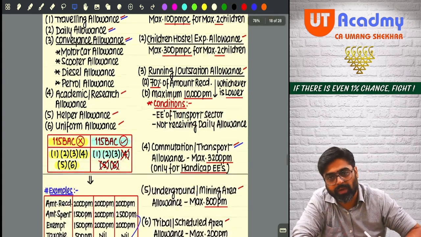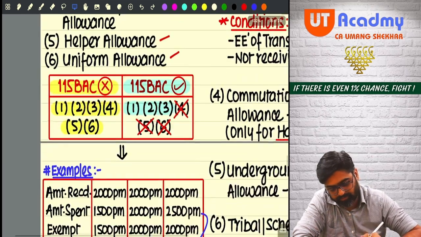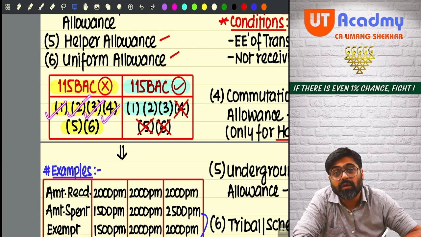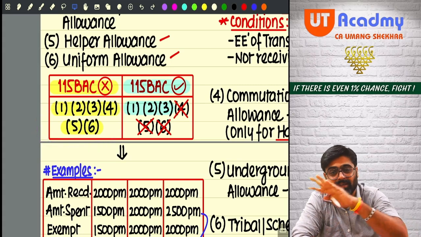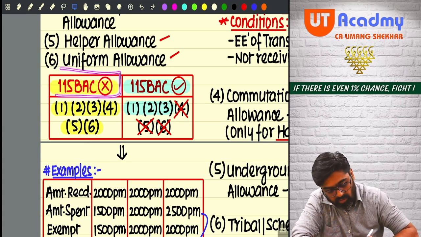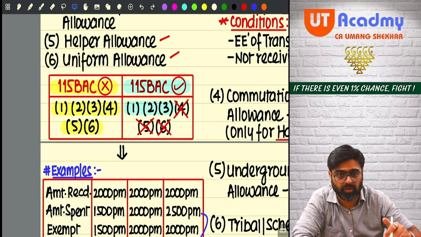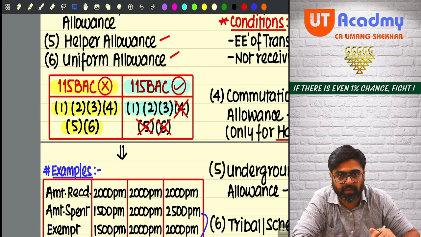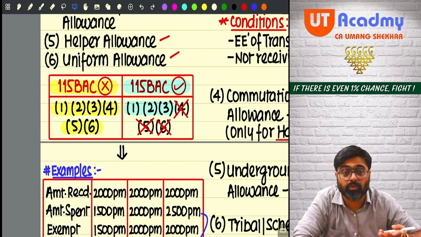Now, can you see a small table below this? This is traveling allowance, daily allowance, conveyance allowance, academic or research allowance, helper allowance, and uniform allowance. For all these allowances, you can take the exemption under section 10(14), provided you are shifting out of 115BAC. If you are not remaining in 115BAC, you are shifting out, you are not following the default tax regime, then all the 6 allowances you can claim as exempt based on the amount spent.